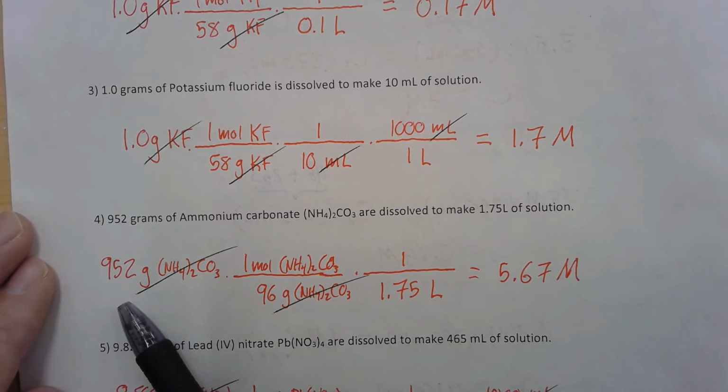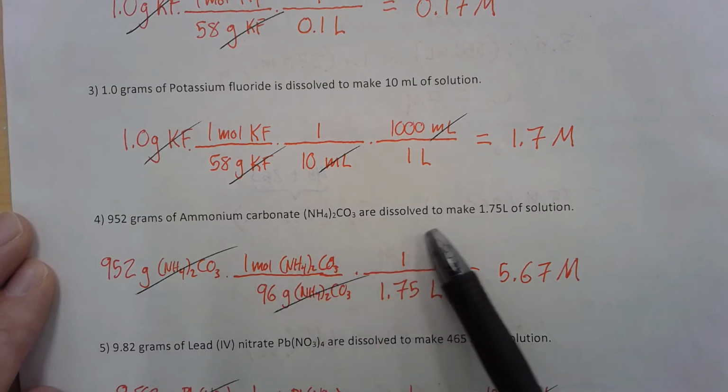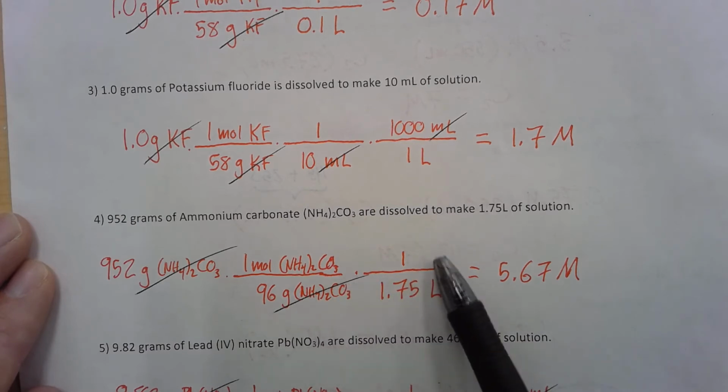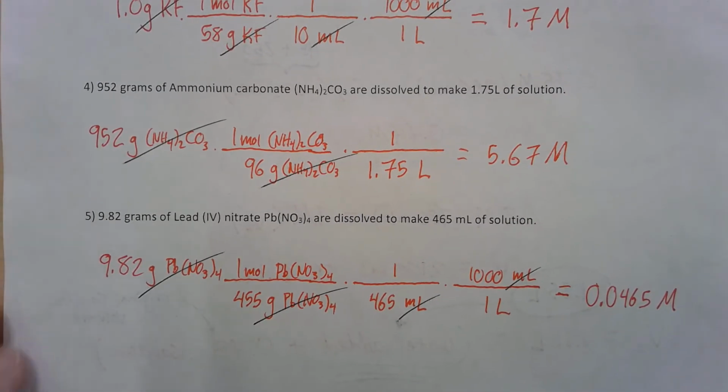Number 4, 952 grams of ammonium carbonate are dissolved to make 1.75 liters of solution. Okay, what is the molarity of that? Well, we need to take the grams and convert it to moles using the molar mass, and then we need to include this volume unit on the bottom. 1.75 liters is what we're given, so we place that on bottom, and we have the units moles per liter, and that's 5.67 molar.